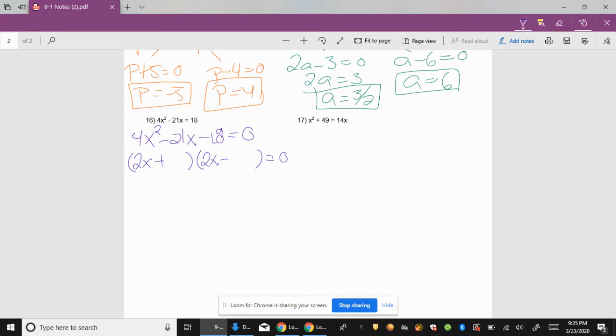9 times 2 is 18. Let's try it. 4x squared minus 4x plus 18x minus 18. If I check here, that gives me a positive 14. So nowhere in the ballpark. Even if they were switched signs, so even if this was positive and this was negative, I'm at negative 14. Regardless, that's still not 21.